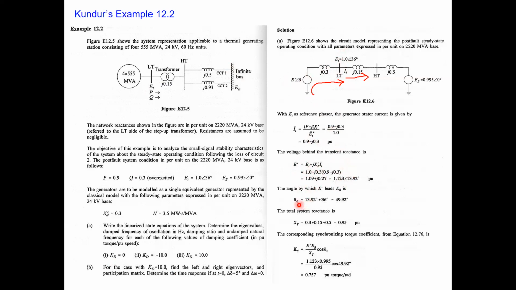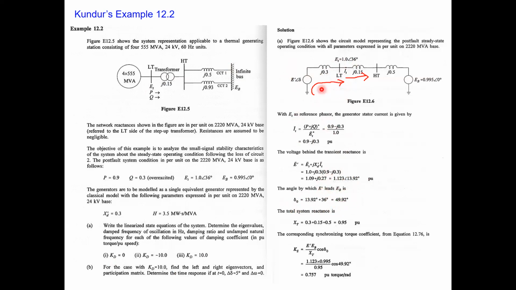So it means the initial angle delta naught will be equal to, because at this bus the angle is 36 degrees, but over here it is 13.92, so you sum them. That means the angle at the generator rotor is 49.92 degrees initially. That means this voltage leads the voltage here by this angle.